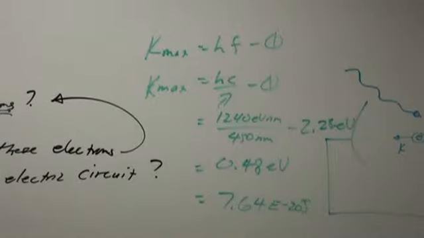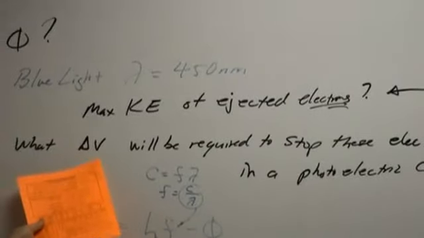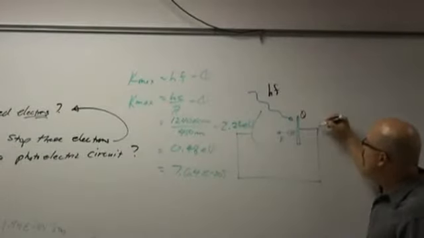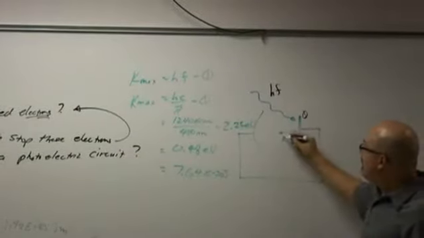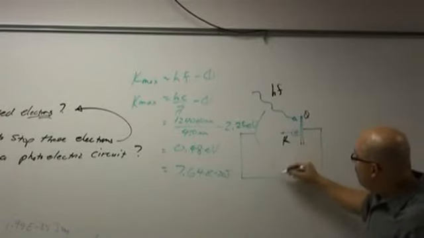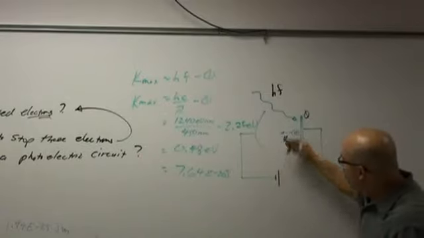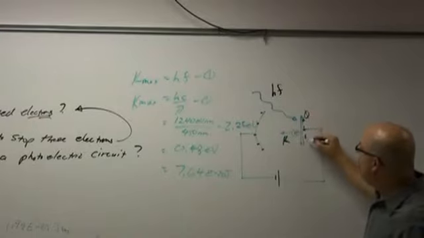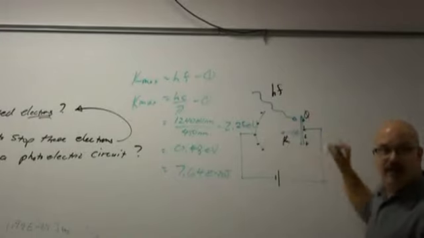Now, the last question sounds a little tricky, but turns out to be really simple. What's the delta V? That's the delta voltage that's required to stop the electrons in the photocircuit. Remember, your photon energy comes down, you have the work function to break, and then the electron leaves with kinetic energy. The way they measure that kinetic energy is by putting a battery in here that charges this up negative and makes this positive, which makes the electron want to turn around, stop, and come back.